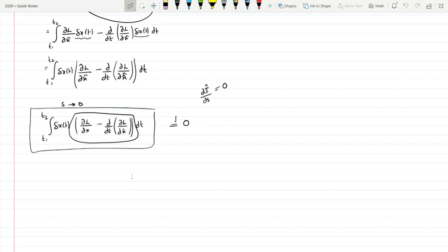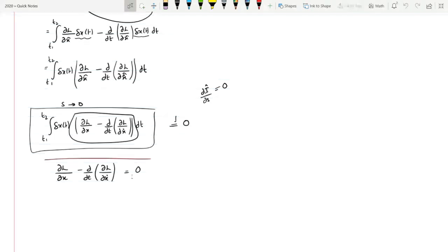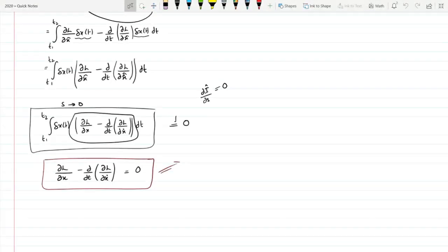And we're going to just write that up once. So the partial derivative of the Lagrangian with respect to x minus the first derivative in time of the partial derivative of the Lagrangian with respect to x dot equals 0. And what you have here is the fundamental equation of all of physics. It's called the Euler-Lagrange equation, which tells us that if we can write down a Lagrangian of any form, this particular thing gives us the equations of motion.